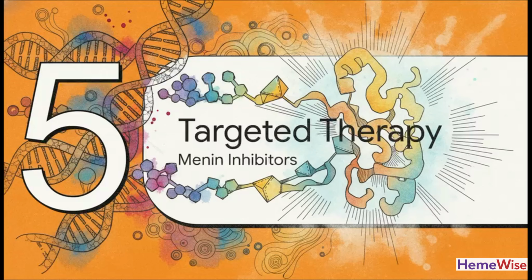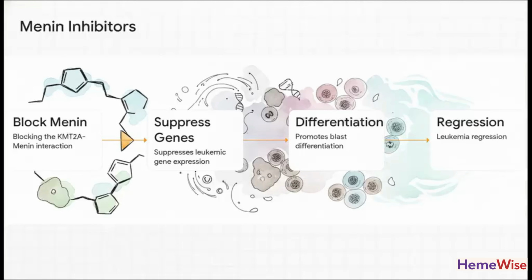But there's good news in Section 5, targeted therapy with menin inhibitors. Enter menin inhibitors. Honestly, this is one of the most exciting recent advances in hematology, a true paradigm shift in translational precision medicine.